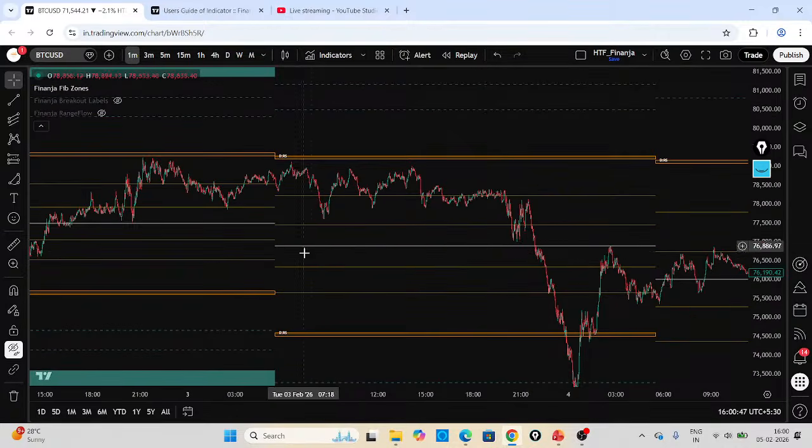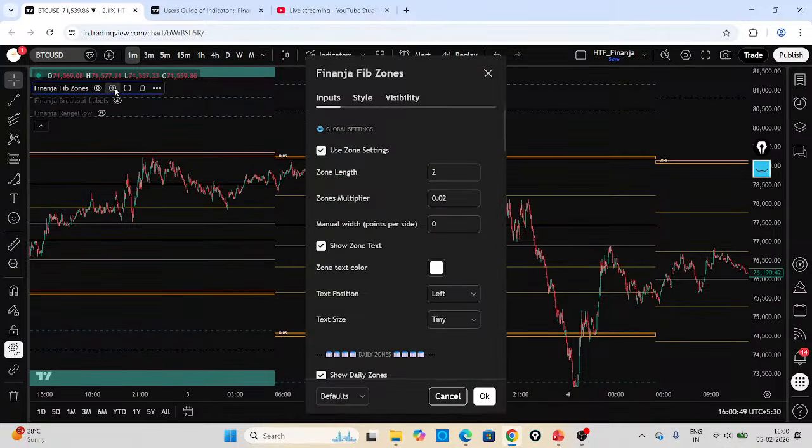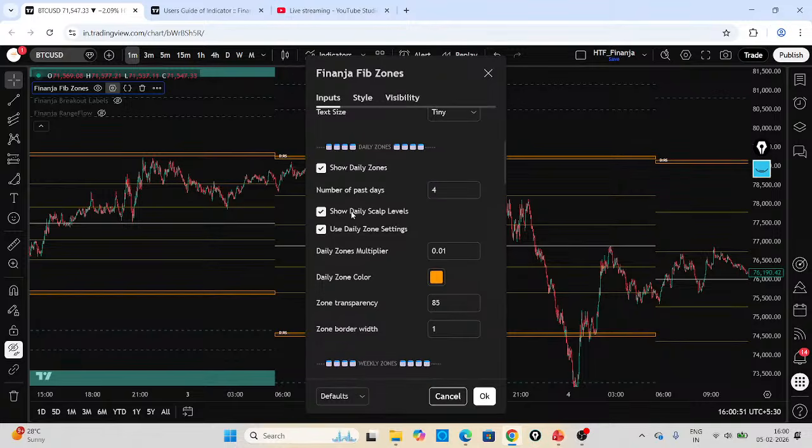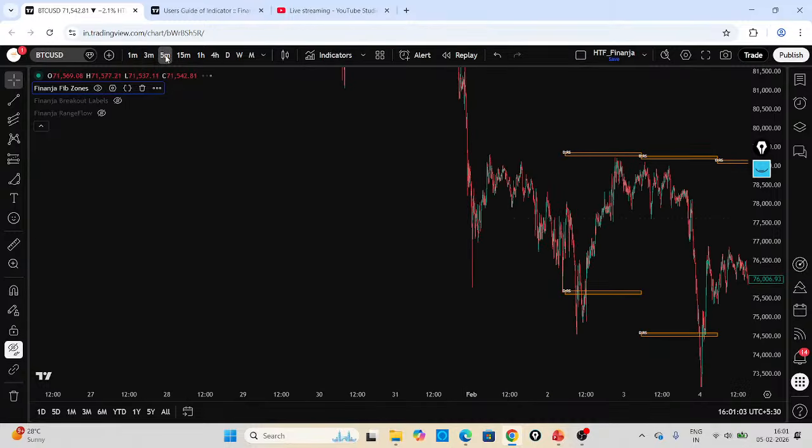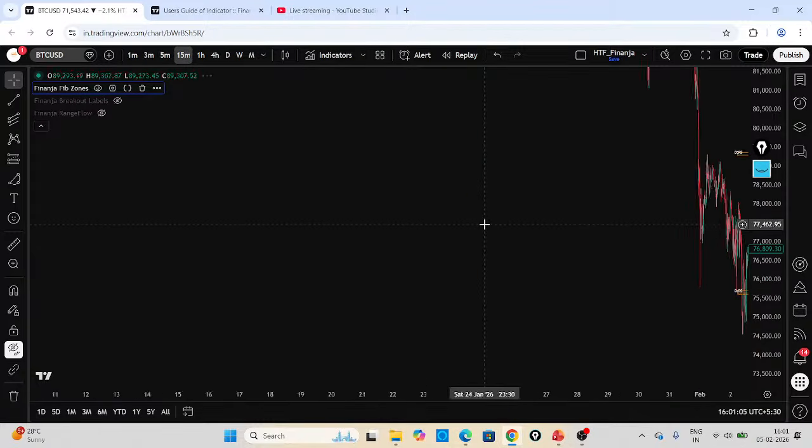That's the reason I'll be telling you, for scalping use this one only, and if you're a swing trader, then don't go for scalp levels. Go for these daily zones. These are the important zones only. I'll be switching to 15 minutes.